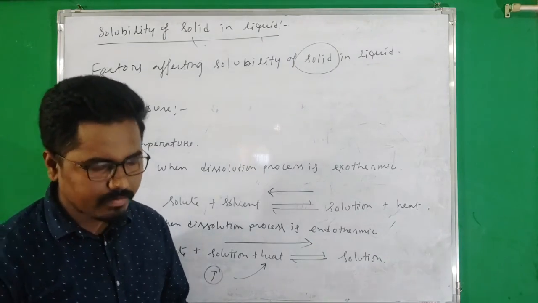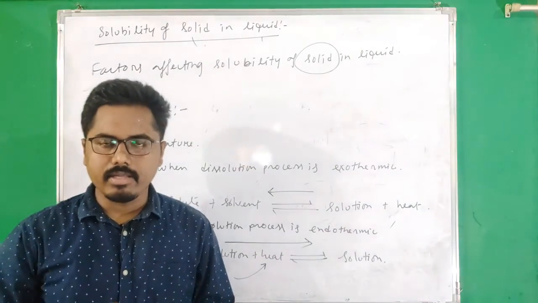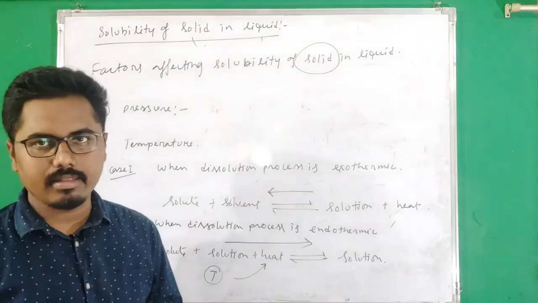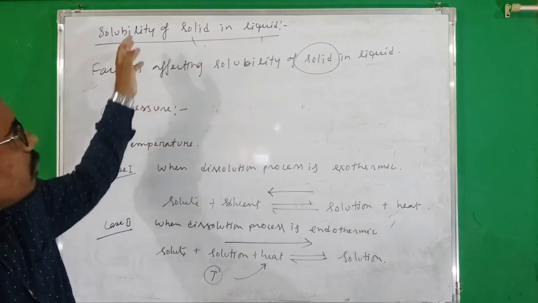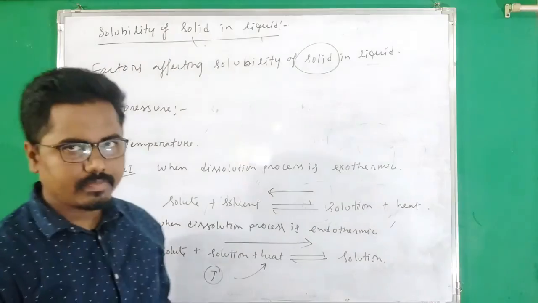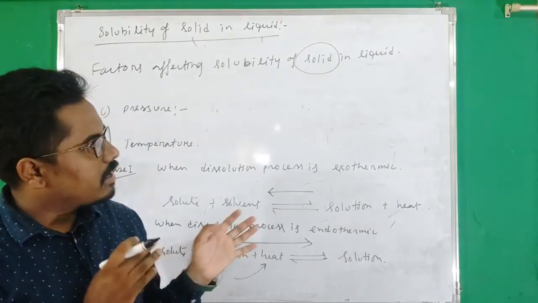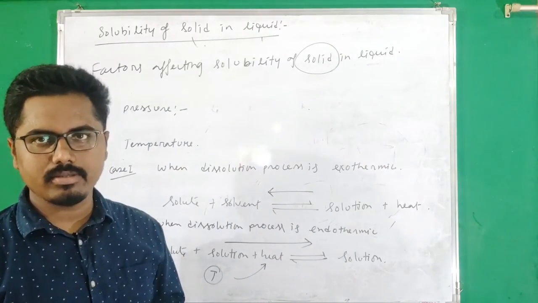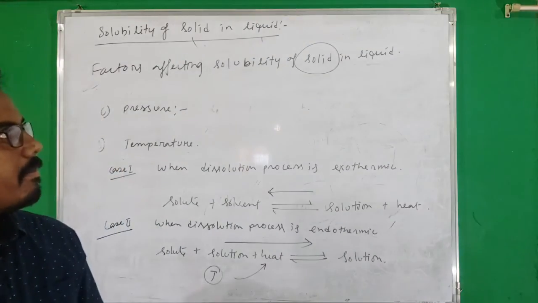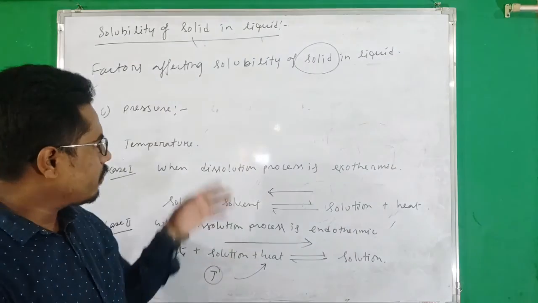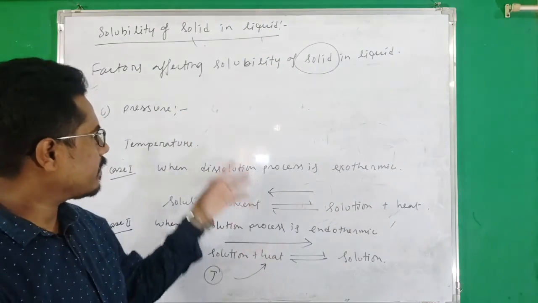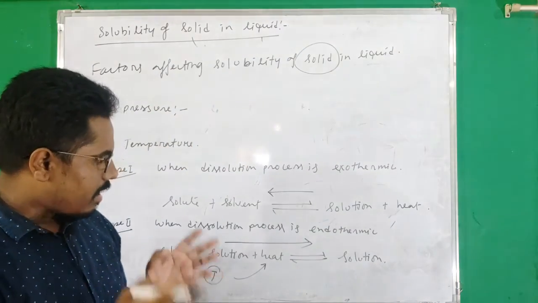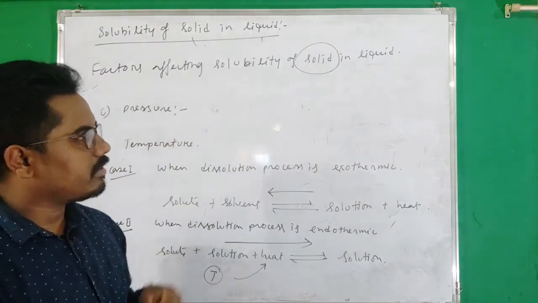So in this class we have learned about what is solubility, after that factors affecting solubility, and then we have learned about solubility of solid in liquid. So that means we have learned about crystallization, dissolution, saturated solution and dynamic equilibrium, and then we have briefly described how those factors, that is temperature, pressure and nature of solute and solvent, affect the solubility of solid in liquid.